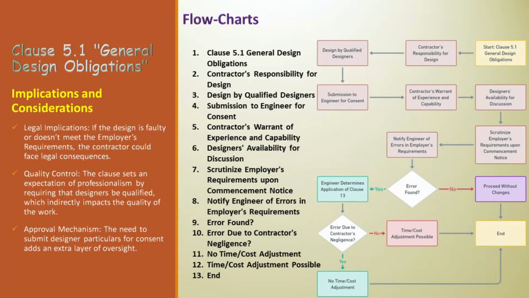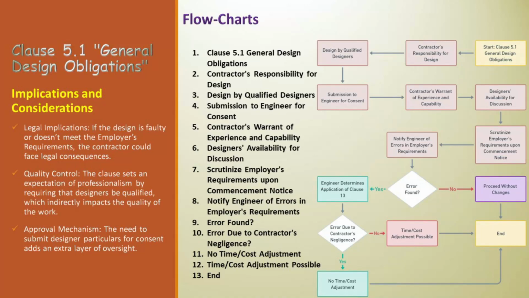Moving on to Clause 5.1 General Design Obligations Flowchart. Starting node. Clause 5.1 General Design Obligations. This is where we begin to explore the responsibilities and processes related to the design of the works, as outlined in the contract. Next is contractor's responsibility for design. The contractor is in charge of the design of the project. This means they must ensure the design is completed and meets the required standards.